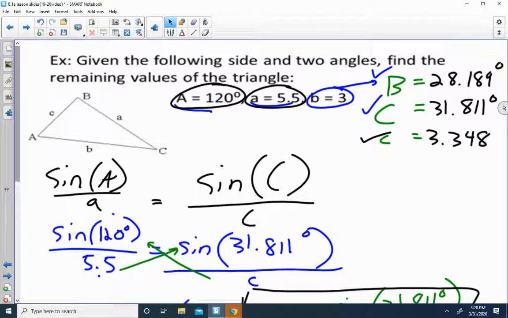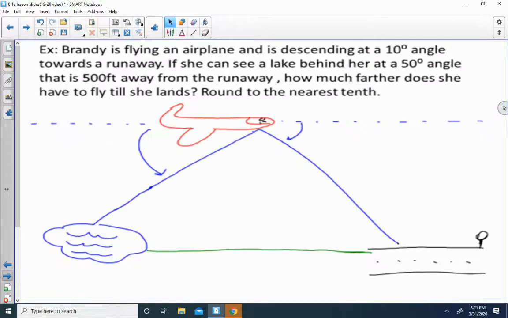Now, I'm going to show you a couple word problems. And I went ahead and did all the sketching for you just to make the video go a little bit smoother. So in this example, we have Brandy flying an airplane and descending at a 10-degree angle towards a runway. She can see a lake behind her at a 50-degree angle that is 500 feet away from the runway. With this information, how much farther does she have to fly until she lands? And then we're going to round to the nearest 10. Okay. So here I just have a drawing of basically all the things that we talked about.